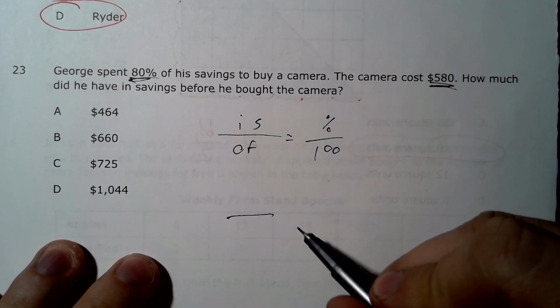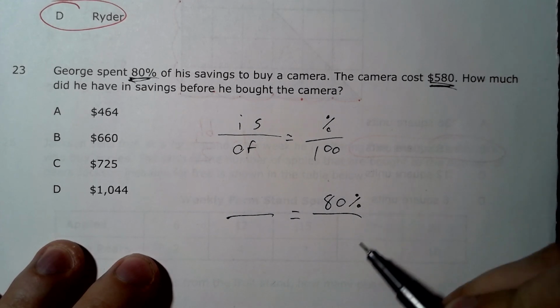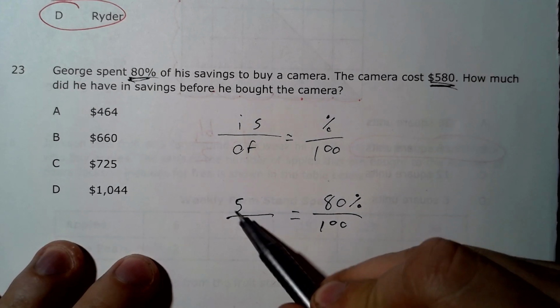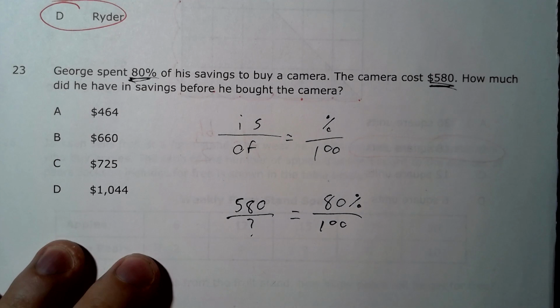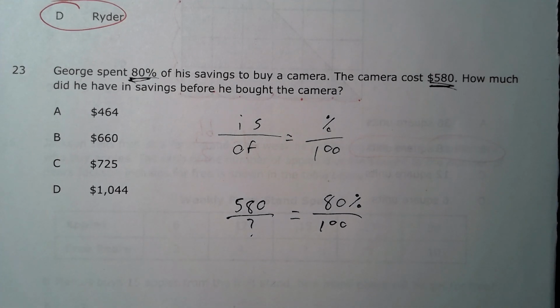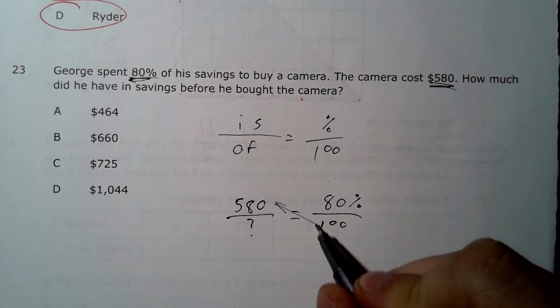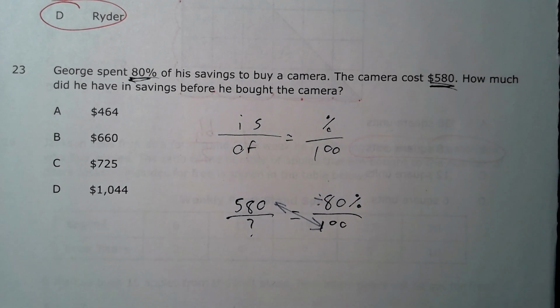So when we replace everything in our problem, 80% goes here, and we have 580 up here. This we do not know. We don't know what that's going to be. So, to solve this problem, we're just going to cross multiply by what we can, and then divide by whatever number we have not used yet. So, my problem is going to look like this.